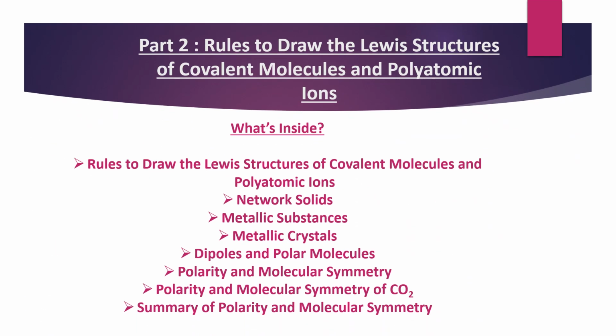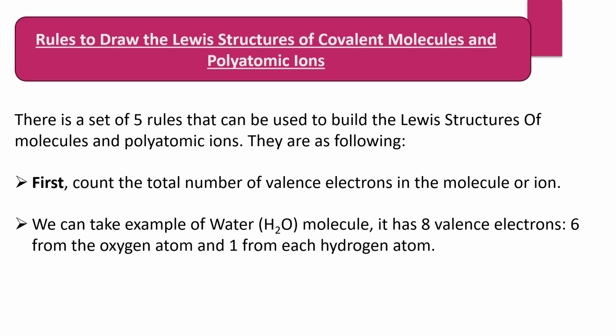In this video, we will learn rules to draw the Lewis structures of covalent molecules and polyatomic ions. Here is a set of 5 rules that can be used to build the Lewis structures of molecules and polyatomic ions. They are as following. First, count the total number of valence electrons in the molecule or ion. To better understand this, we can take example of water H2O molecule. It has 8 valence electrons, 6 from the oxygen atom and 1 from each hydrogen atom.